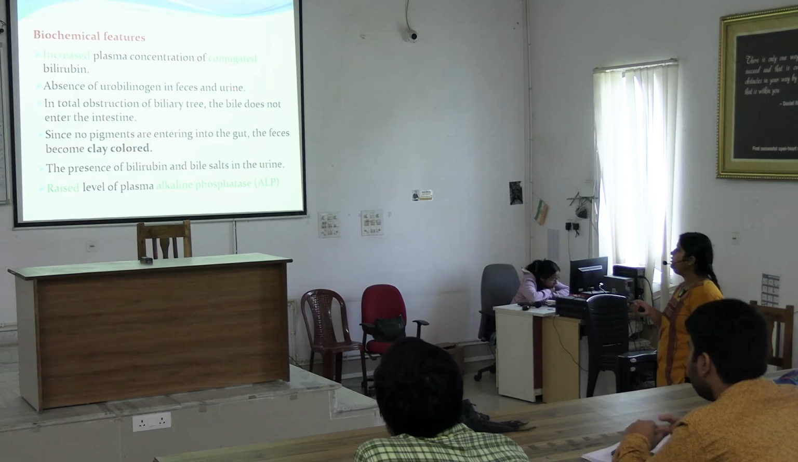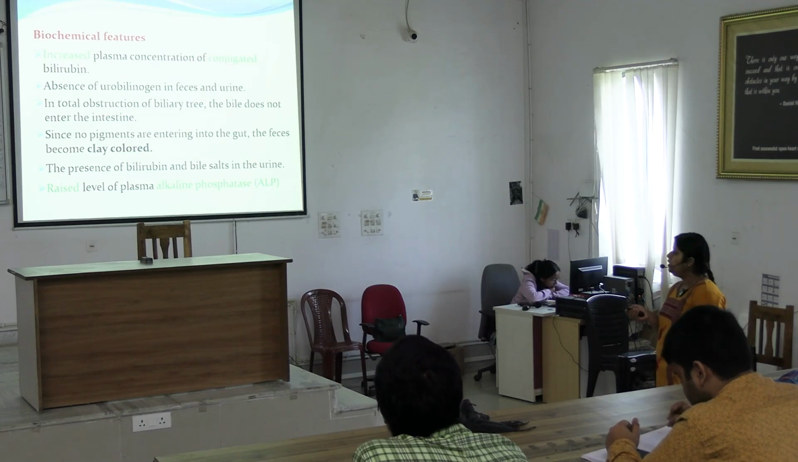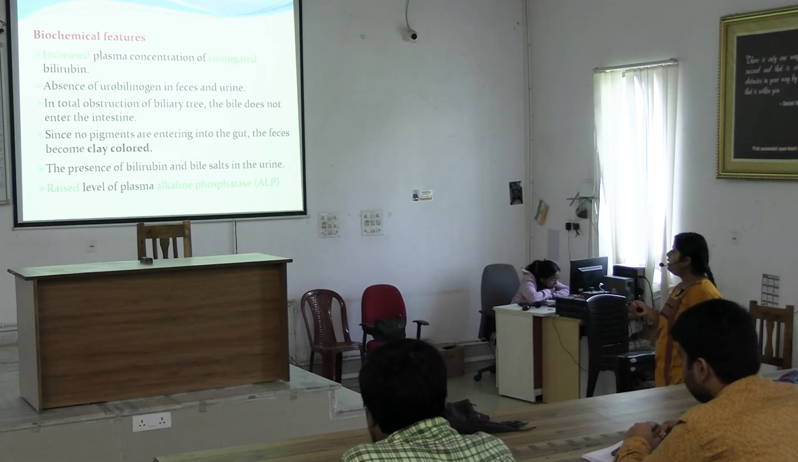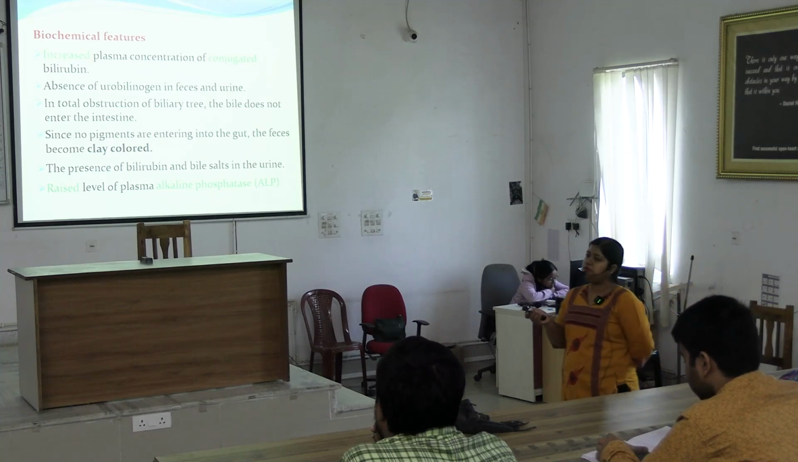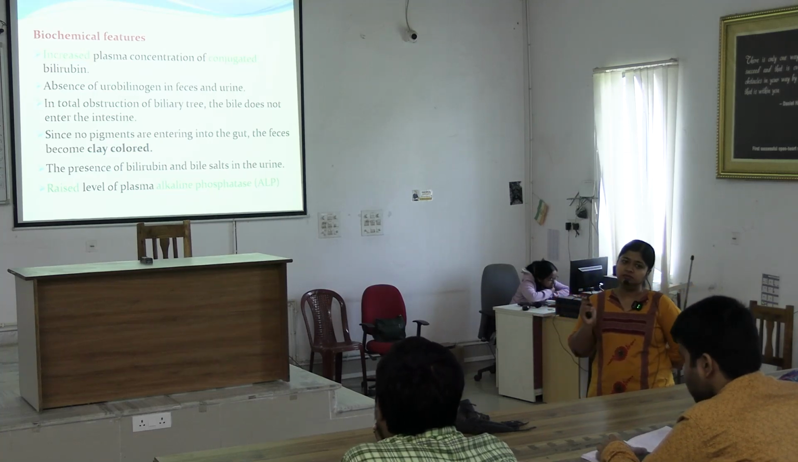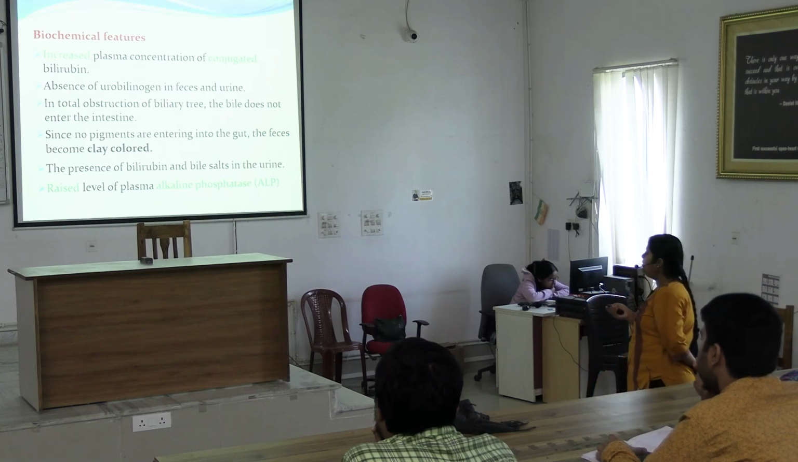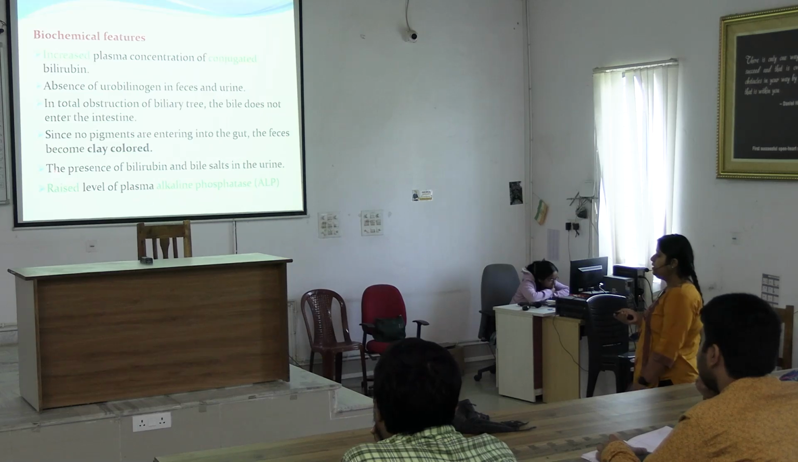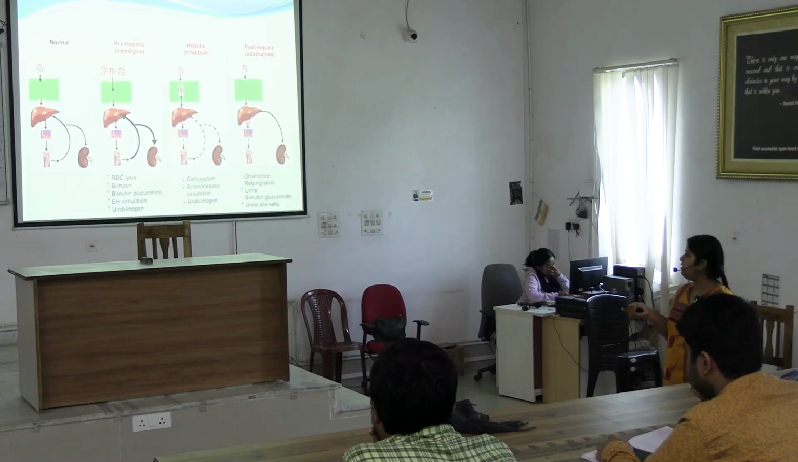Absence of urobilinogen in feces and urine. In total obstruction of the biliary tree, bile does not enter the intestine, so there is no pigment entering the gut, and feces will be clay colored. So, in case of gallstone obstruction, clay colored stool is a major finding. Okay. Bilirubin and bile salts are present in urine, and here is another marker for obstructive jaundice, that is a raised level of plasma ALP, alkaline phosphatase. This will be very high in case of post-hepatic or obstructive jaundice.